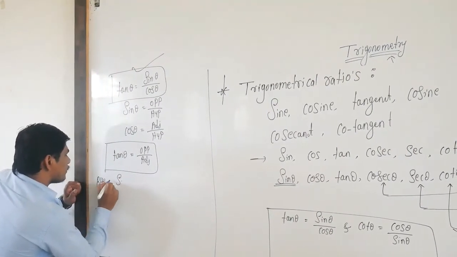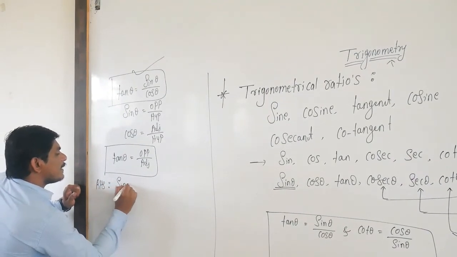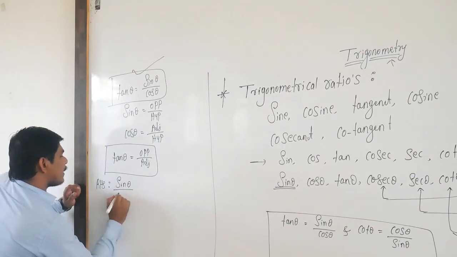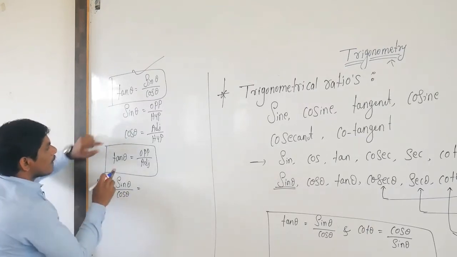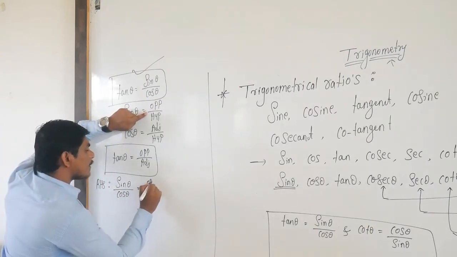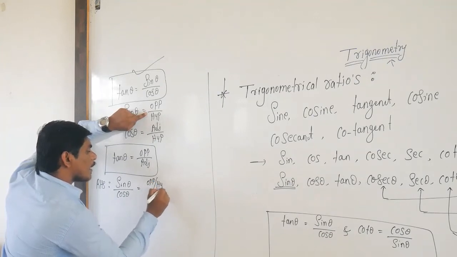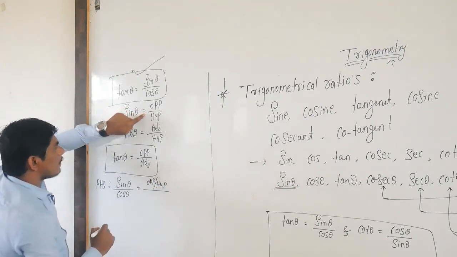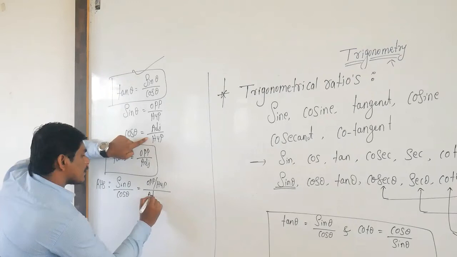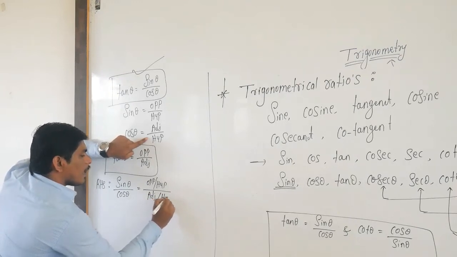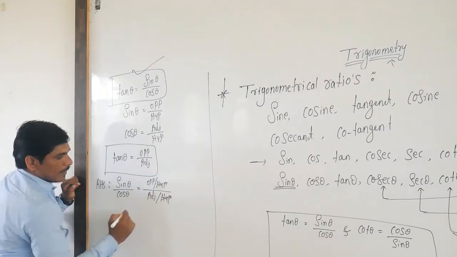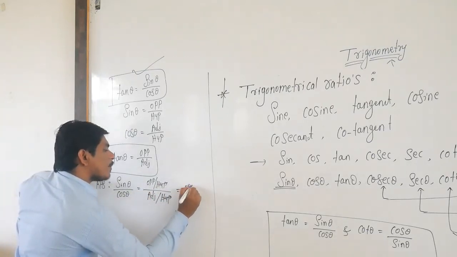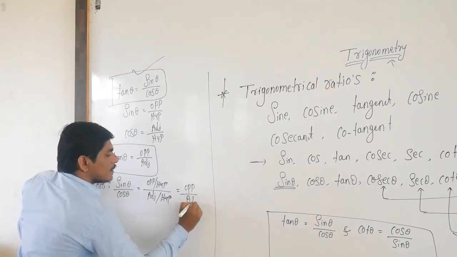RHS: sin theta divided by cos theta is equal to, sin theta is equal to opposite by hypotenuse, and the whole divided by cos theta, which is adjacent by hypotenuse. Now the remaining hypotenuse gets cancelled. Now the remaining terms are opposite by adjacent.